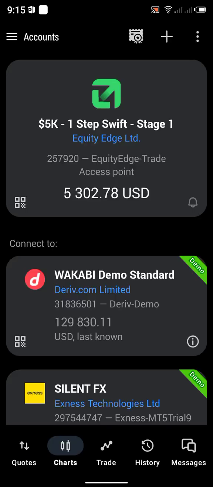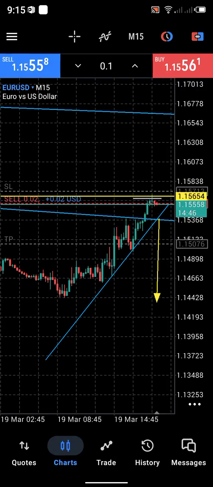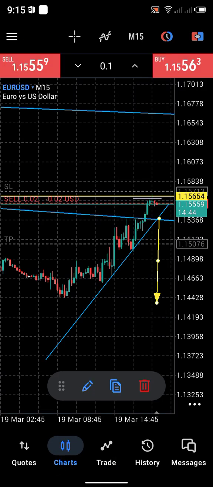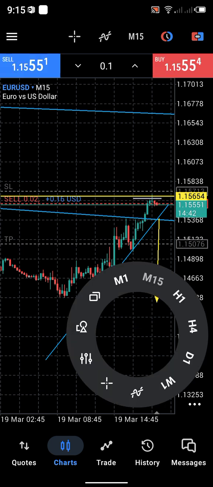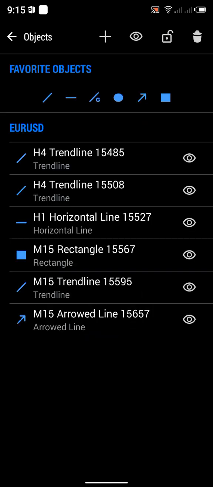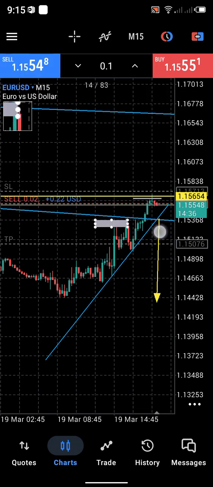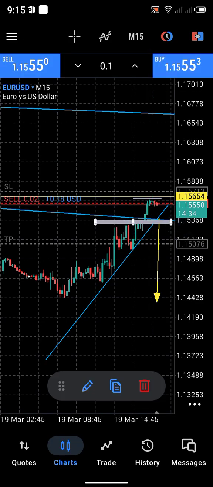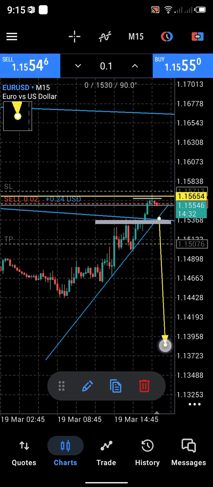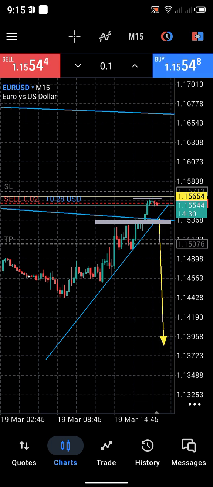Sorry, so this is a 5K account I was telling you guys about. So I'm saying that if price manages to make a breakout, then we may see a continuation to the downside. So if price breaks under here, we may see it continuing all the way down. So I'll just keep an eye out for that.